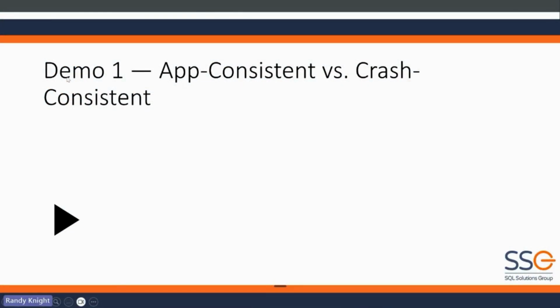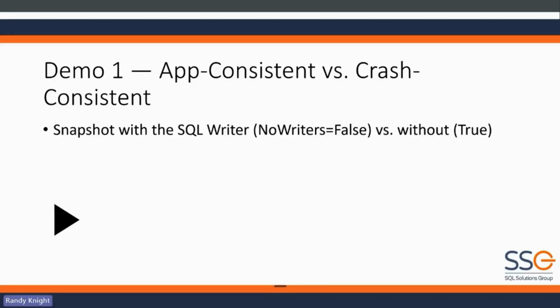Okay, this first demo, we're going to look at the difference between snapshots that are application consistent, or what could be called crash consistent, or just standard disk-based backups. In AWS, the command has a NoWriters equals false, which seems a little weird the way they did that, but basically we're saying we want the SQL VSS writer to be part of this. Or I can say true, which means this is just a pure disk snapshot. The VSS SQL writer is not involved.